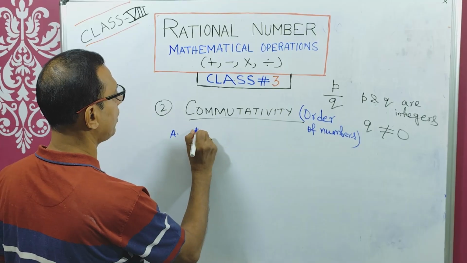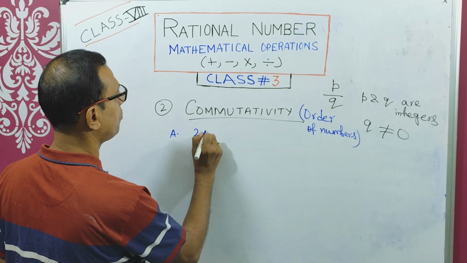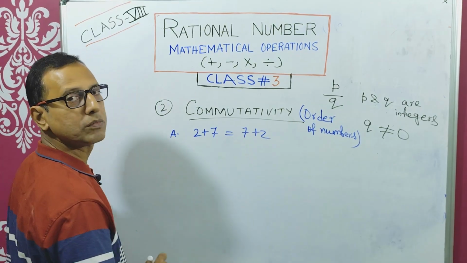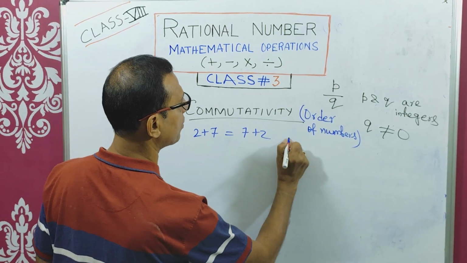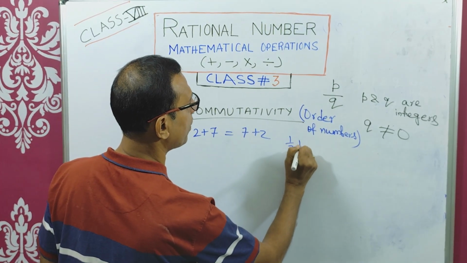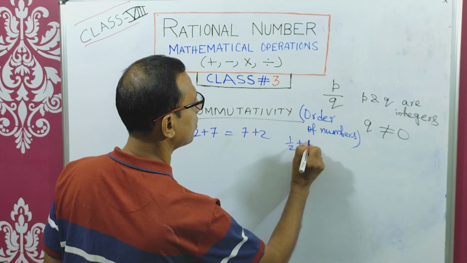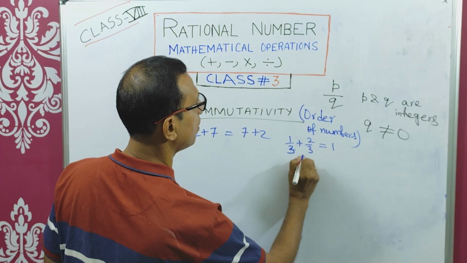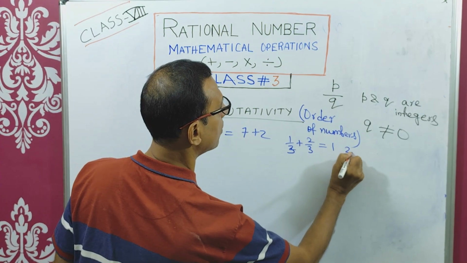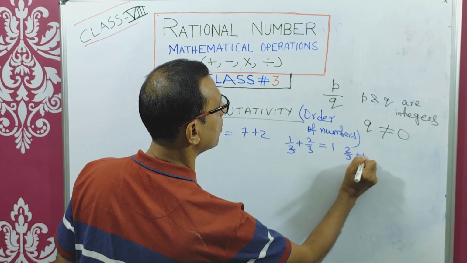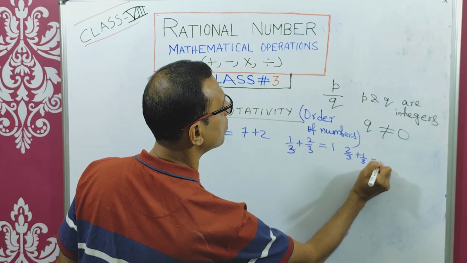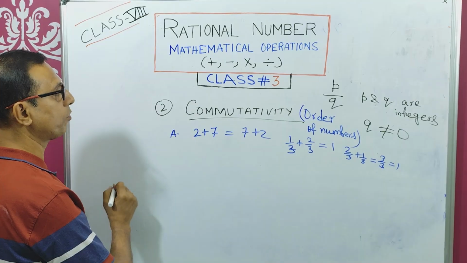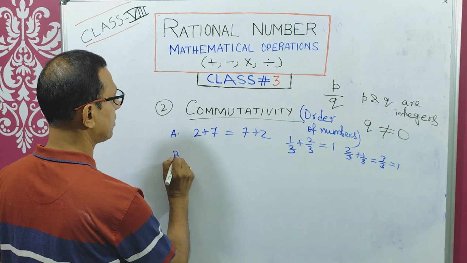So for addition, let's say 2 plus 7 equals 7 plus 2. Similarly for fractions also, 1/2 plus 1/3 plus 2/3 equals 1, and 2/3 plus 1/3 equals 3 by 3, that is equal to 1. So addition supports commutativity.